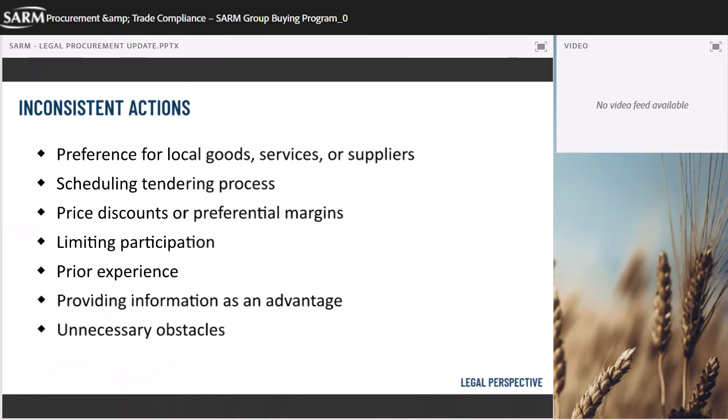Providing information to one supplier in order to give that supplier an advantage over other suppliers, that's obviously inconsistent. Any sort of information once a procurement is open, you need to be providing that through publishing any sort of modifications or any sort of responses to questions that might be relevant to all vendors. And creating unnecessary obstacles for participation is another inconsistent action.